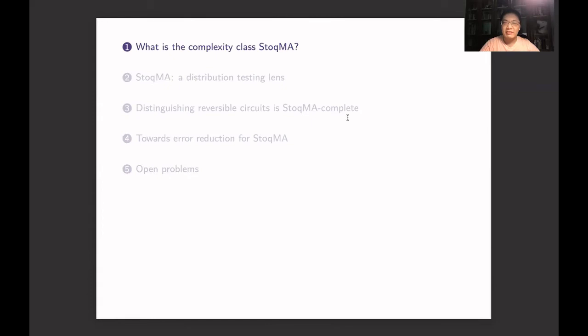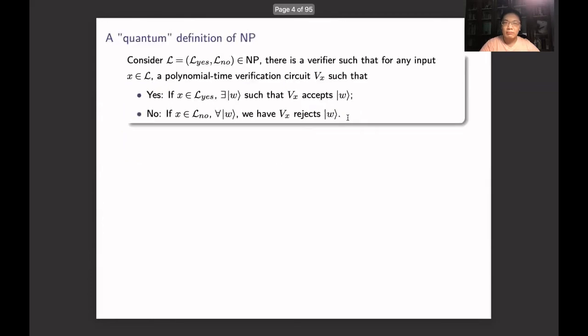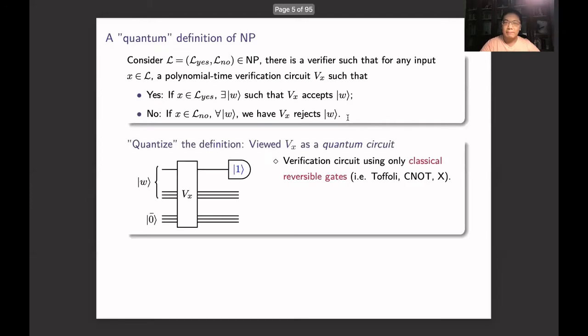So what's the complexity class StoqMA? We're starting from a quantum definition of NP. Consider a language L in NP. There's a verifier such that for any input x in L, there is a polynomial time verification circuit Vx such that for a yes instance, there's a witness that Vx accepts. For a no instance, Vx rejects any witness.